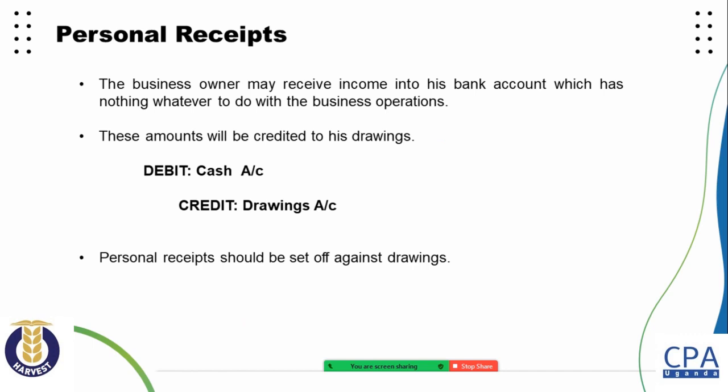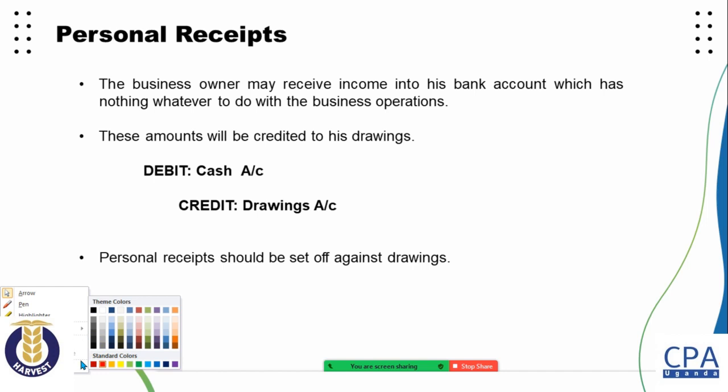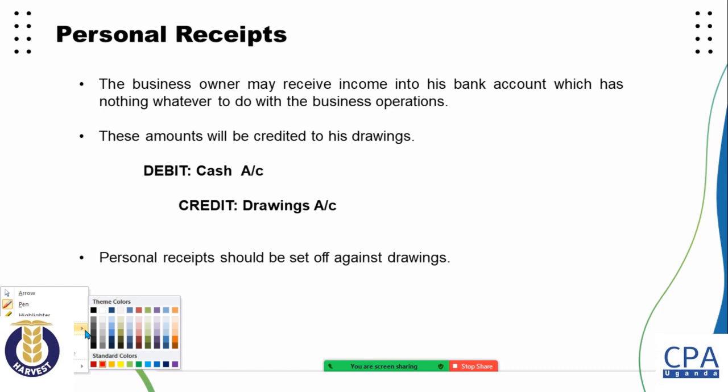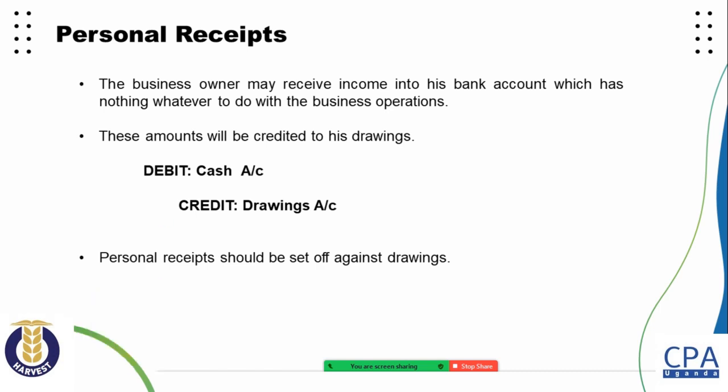So that money should not be recognized in our business cash account. Instead, that money should be recorded. Yes, it has come on the cash account, but it is not ours. So as it comes on the cash account as a debit, it is taken out as a drawing. So we debit the cash account and credit the drawings account. So the personal receipts should be set off against the drawings.